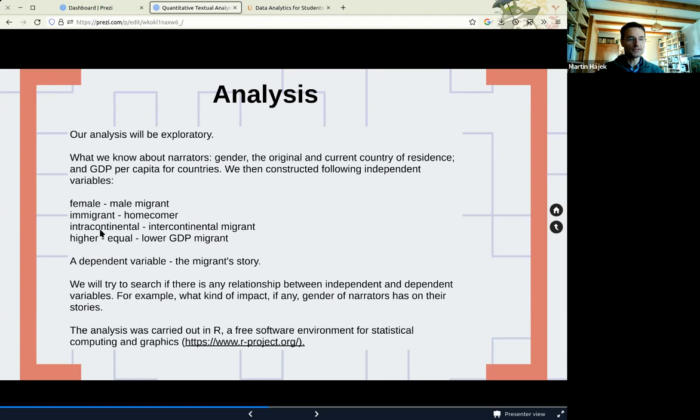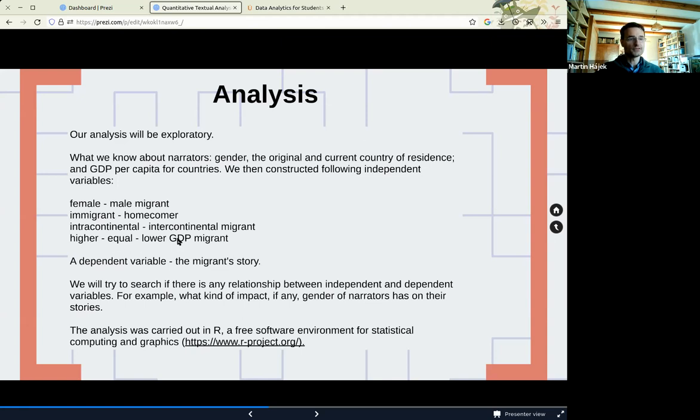And we have intracontinental and intercontinental migrants. So with these two groups, we can ask if somebody is going from Europe to Asia, it's different from a migrant who is going from one European country to another European country. Or migrants within Africa could be different from migrants who are going from Africa to Australia or to Europe or to the United States, etc.